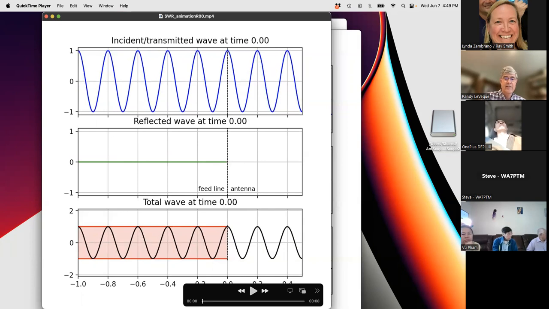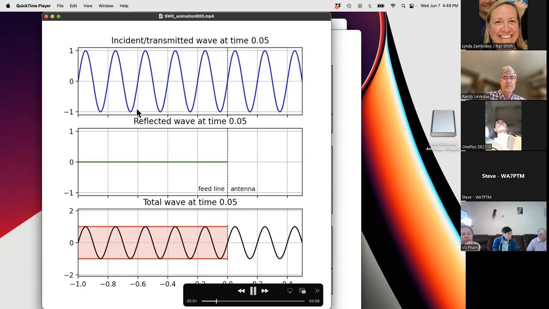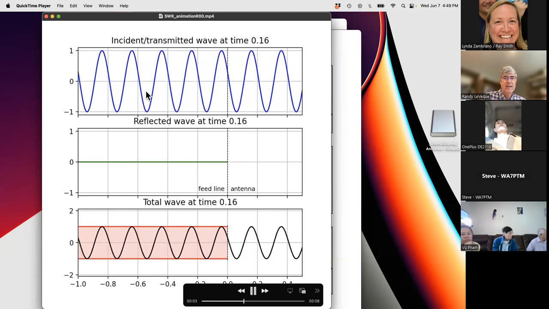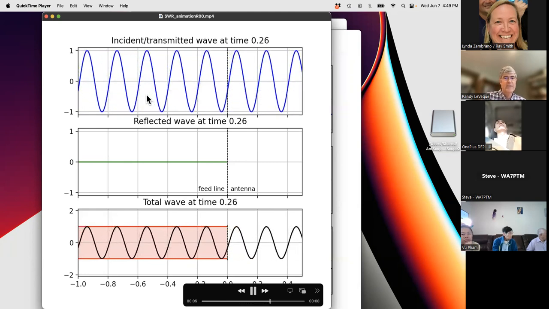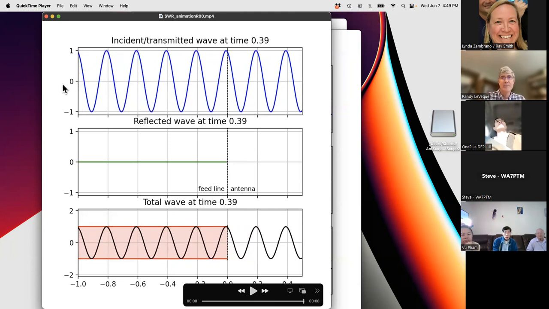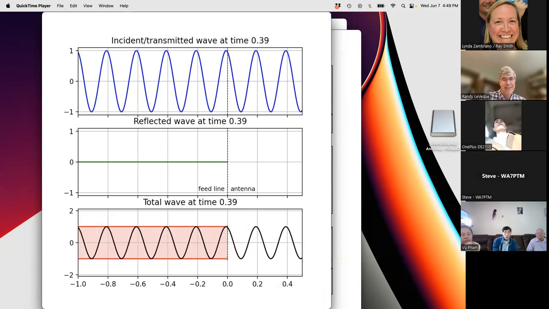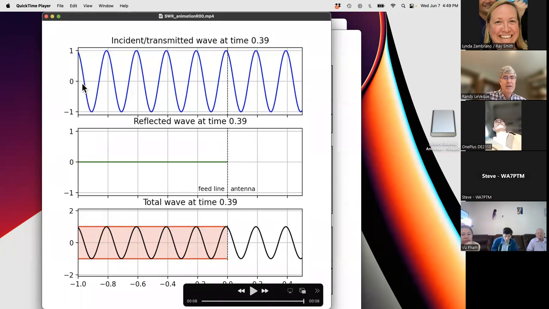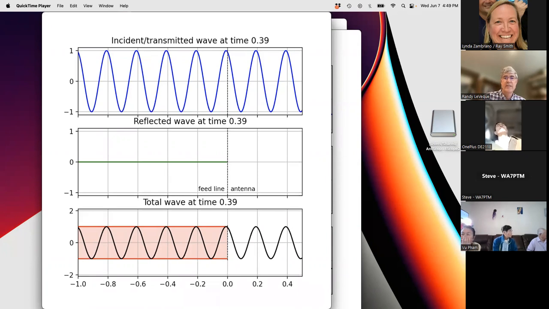So this is the ideal case, that these waves are propagating, and in the case of radio waves, the signals are oscillating millions of times per second and moving at the speed of light, more or less, but I've slowed everything way down here. You've got this wave that's simply moving from the feed line to the antenna, and the amplitude that you're seeing on the antenna is the same as it was on the feed line. So that's what you would hope to see.